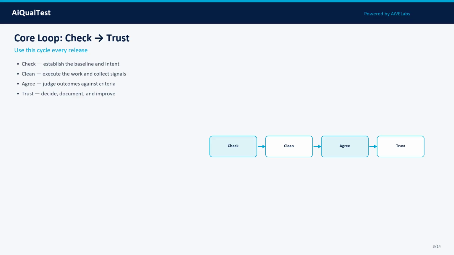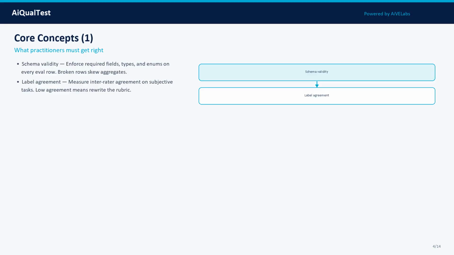Do not memorize jargon, operationalize each idea into cases, metrics, and gates. Concept 1: Schema validity. Enforce required fields, types, and enums on every eval row. Broken rows skew aggregates. In practice, treat this as a measurable property, define what good looks like, attach evidence, and track it across model, prompt, data, and tooling changes.